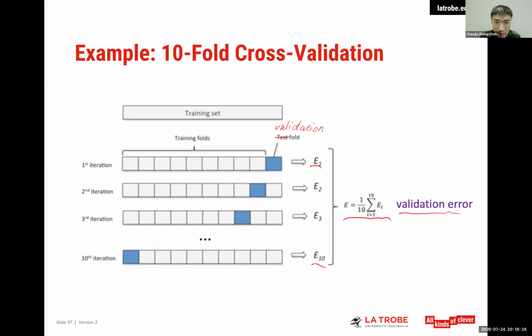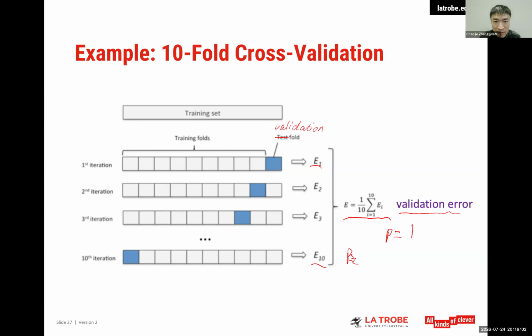This validation error is for one specific p-value, maybe for p equals 1. So it has one average validation error. And then we increase the model complexity to p equals 2, and we do this tenfold cross-validation again, and we will get another average validation error. And we keep doing this for all the other complexity levels.